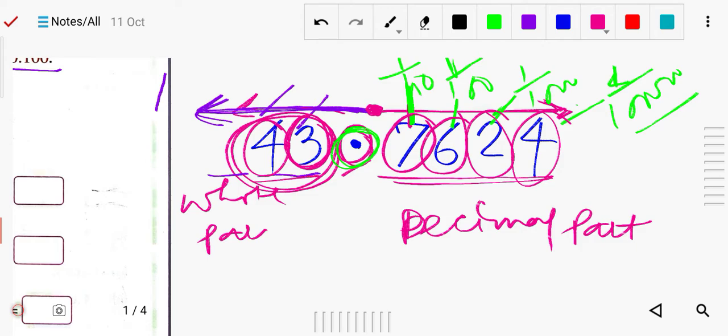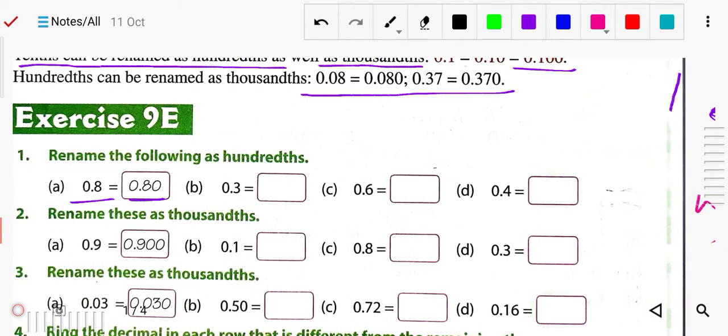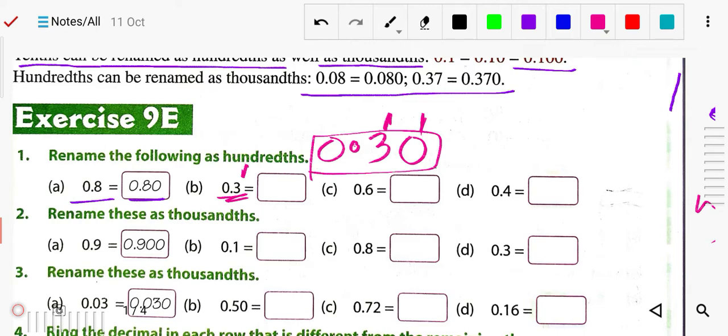And here we read 3 ones, 4 tens. Now here you can see 0.3. How will you write it in the form of hundredths? We have to write the place value up to the hundredth. If the value is only up to the tenth, we simply write 0.3. This is the tenth place, and if we add one more zero, it will be the hundredth place. So the answer is 0.30.